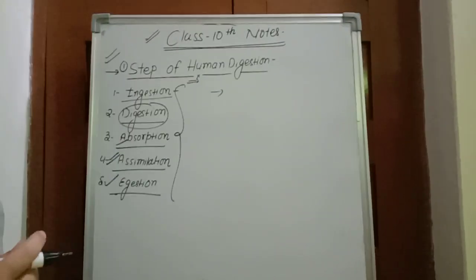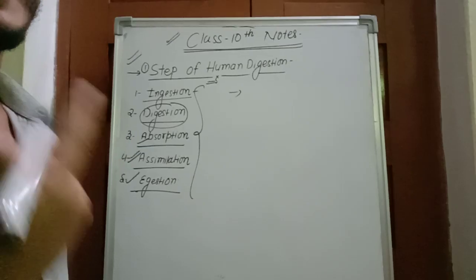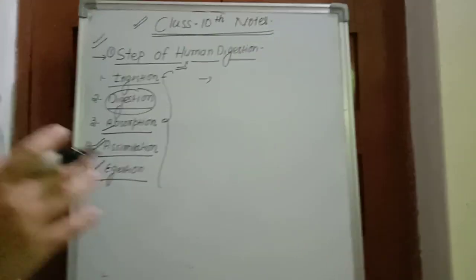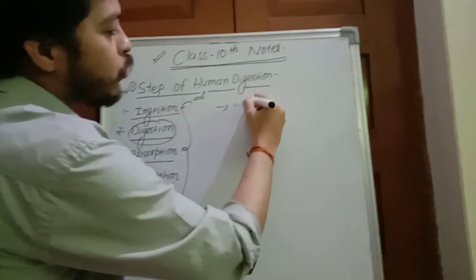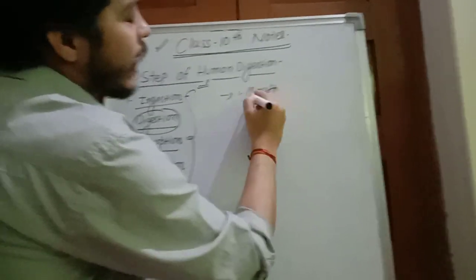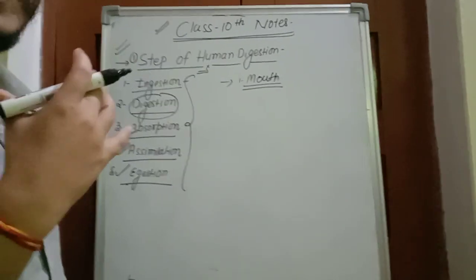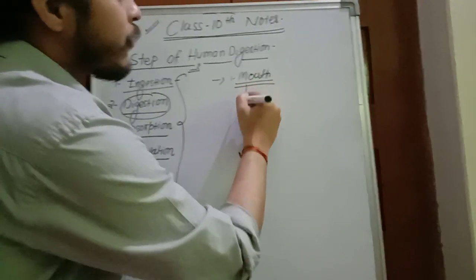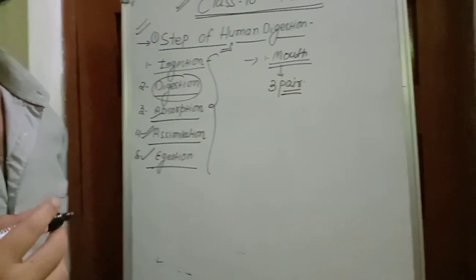After this we write what is human digestion. Start from the alimentary canal. The alimentary canal starts with the mouth. So we discuss one by one. Mouth. Write the heading mouth. Mouth contains the oral cavity and has 3 pairs of salivary glands. We discussed previously the 3 pairs of salivary glands which secrete saliva.